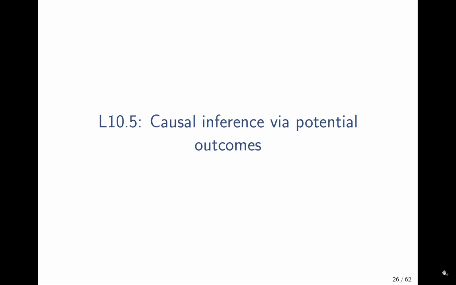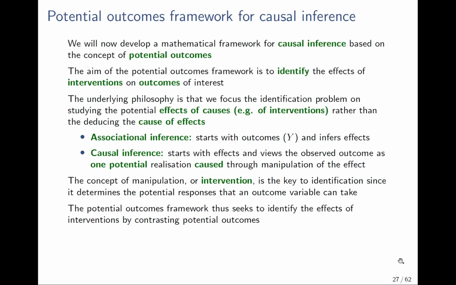Okay, so we've talked about failure of identification, and in this section of the lecture I now want to introduce a framework for causal inference. This is a mathematical framework that aims to make clear the conditions that are required for identification of causal effects. That's the purpose. So we're talking in this section of the lecture about causal identification. We'll look at estimation later when we cover methods for causal inference.